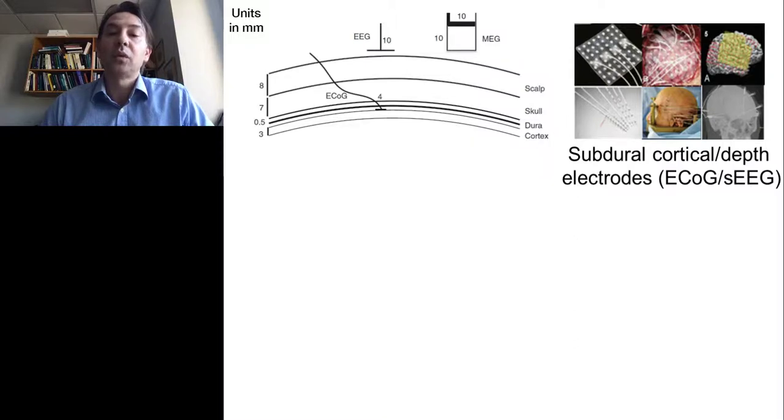The technologies that allow these measurements invasively within the brain are shown on the right. They are the subdural cortical electrode, which is shown in the top left panel. It's a grid. And depth electrodes, which penetrate into the brain and are shown below. Each one of these probes has a specificity of around many millimeters and is spaced by typically something like a centimeter.